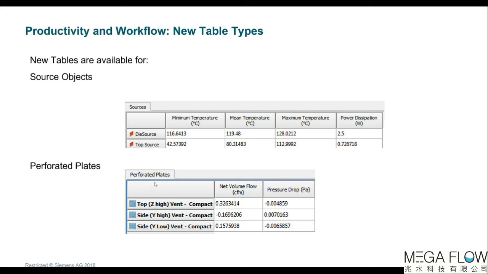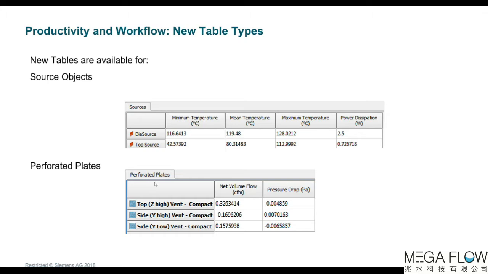To better support this type of workflow, Flotherm had to introduce new tables for all of the different object types. So in particular, new tables are now available for source objects. So clicking a source object in the model tree will reconfigure tables to show you minimum, mean, and maximum temperature and power dissipation for those sources.